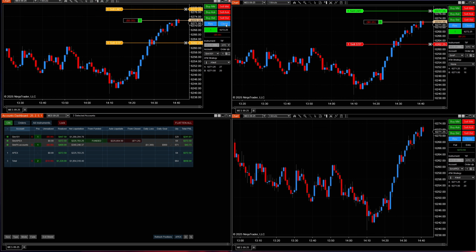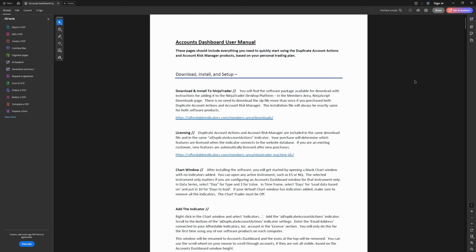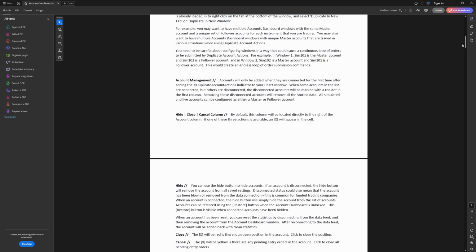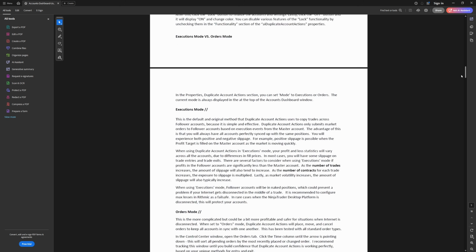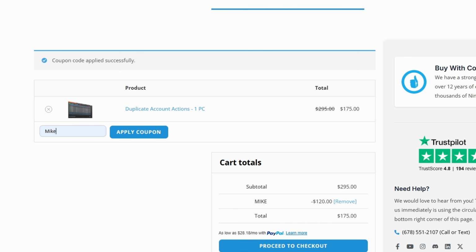Now I can simply hit close and you can see all the accounts that were followed went ahead and closed out their positions. Now, I do want you guys to know, if you decide to purchase this copier, there is a very good detailed explanation of each and every one of the features. In this video, I'm just going to touch on some of the key points, and I'm going to break down into more videos in the future, going into a deep dive into each one of these features. So this video is just meant to scratch the surface.